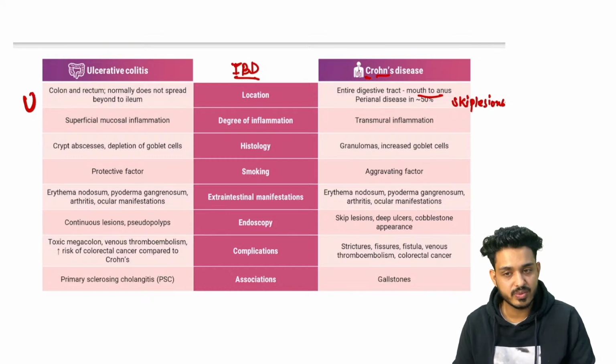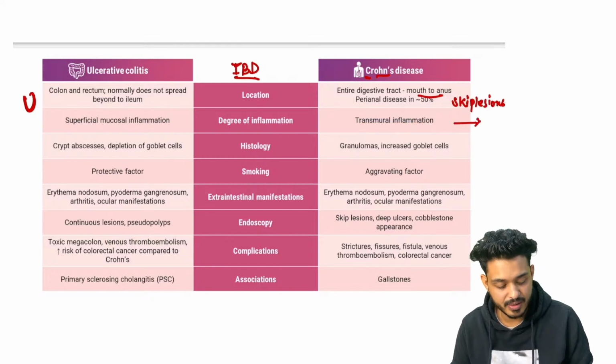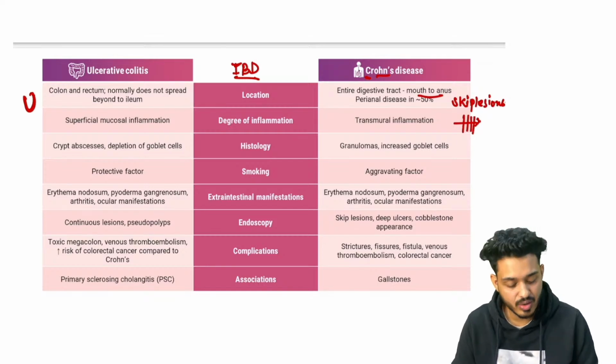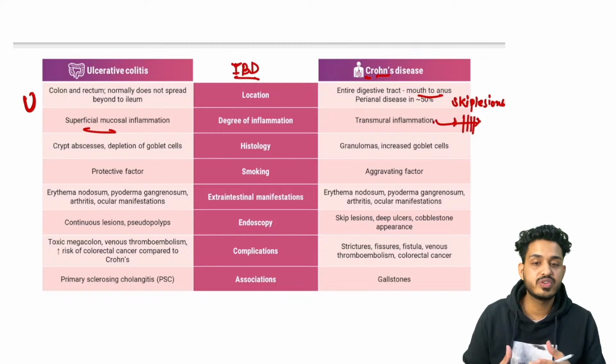Normally it does not spread beyond the ileum, right? Here you will be having transmural inflammation. Transmural means all the way through, right? Suppose these are your 4 layers of the GIT. So this can cause transmural inflammation, whereas this can cause only superficial inflammation.